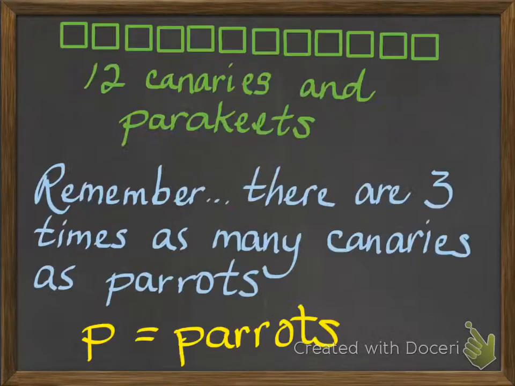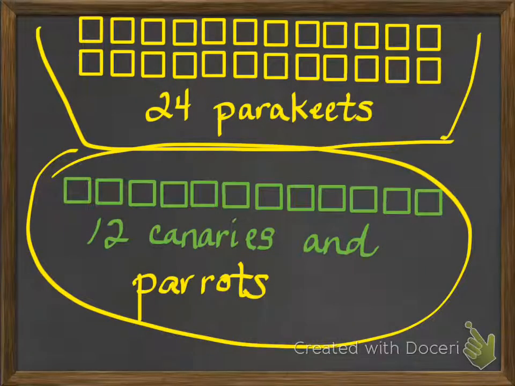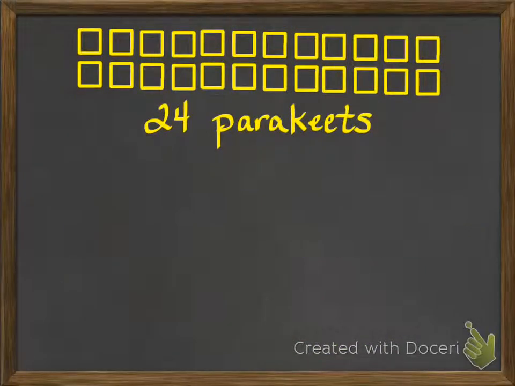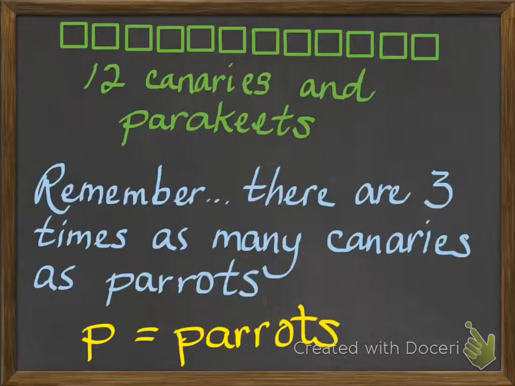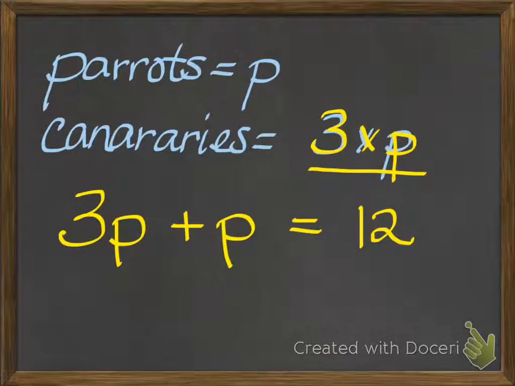And I know that because before, remember we said there are 12 canaries and parrots because we subtracted the amount of parakeets from the total amount, 36. We know there's 12 left, and I know that P, the amount of parrots, plus 3P, or 3P plus P, is going to equal 12.